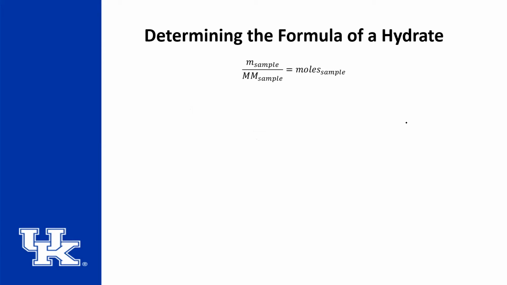Since we know the mass of the water and the mass of the dried calcium chloride, we can find the moles of the water and dried calcium chloride. The number of moles would be equal to the mass of the sample divided by its molar mass. For our example, in the case of water, this would be 36 grams divided by 18 grams per mole. As you can see, grams cancel out, and that leaves us with 2 moles of water.